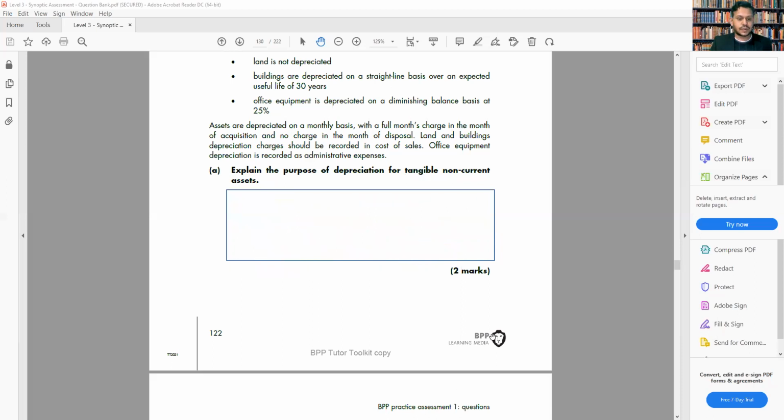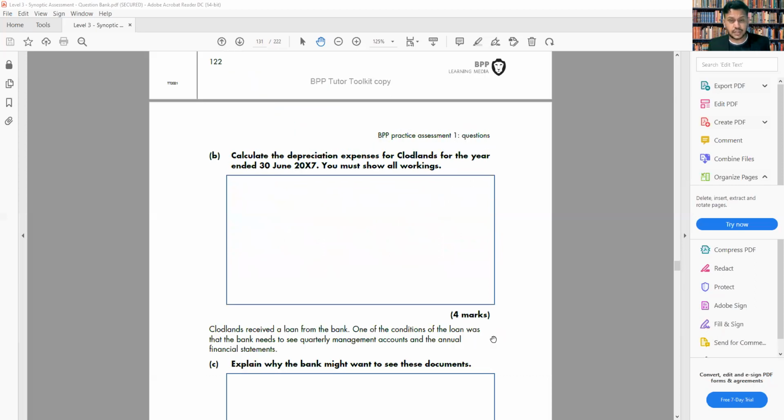The next one we have is number 2. They said calculate the depreciation expense for Code Land for the year ended 30 June 2017. You must show all the workings. We need to show all the workings. Let's have a look. How can I show that? So you have 3 things here. Let's try to understand first.